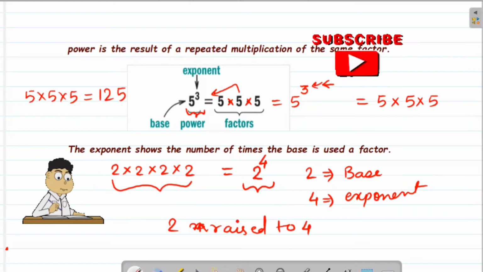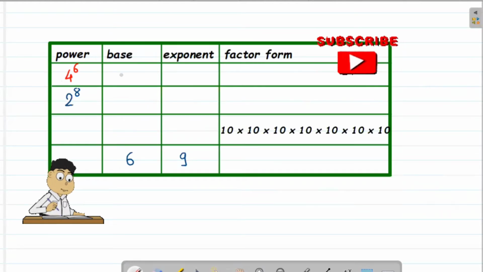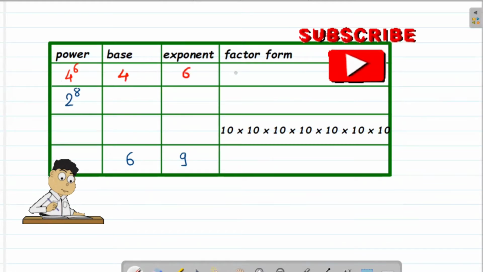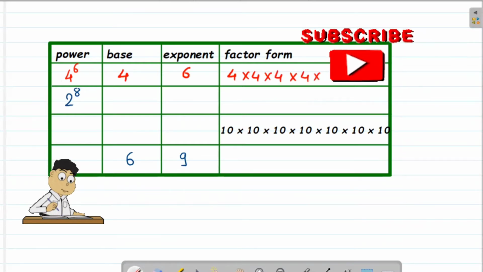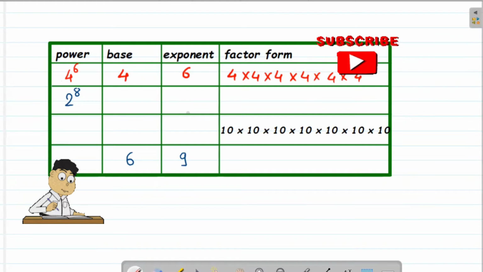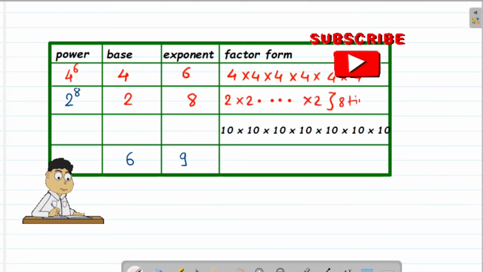So let's just see a few examples regarding this. Here are some examples I have written. 4 raised to 6. Now what is the base here? Yes, absolutely correct. 4 is my base and 6 is my exponent. And how are we going to represent it? That is nothing but 4 multiplied by 4, and I have to multiply this particular number 6 times, because 6 is my exponent. Same with this. Here 2 will be my base, 8 will be the exponent, and I have to multiply this 2 eight times.